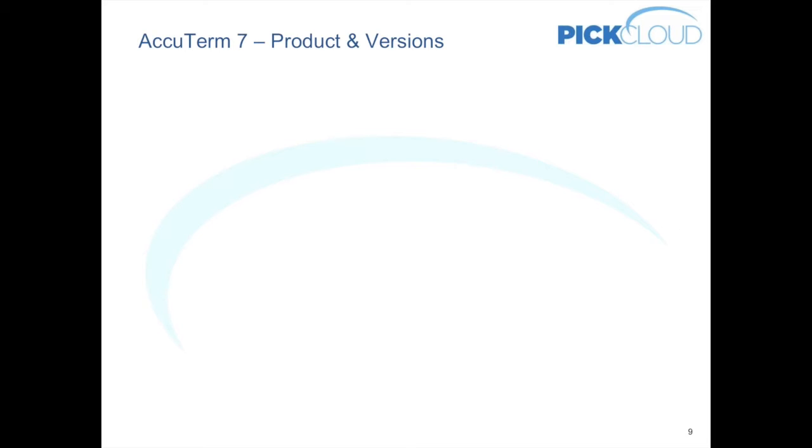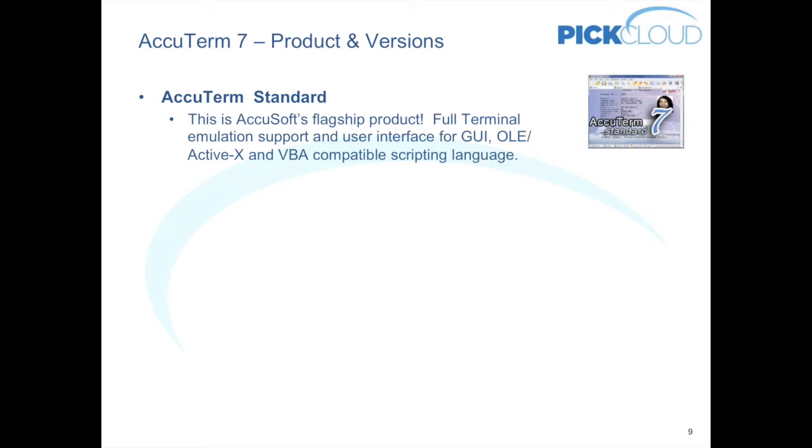Now, AccuTerm comes in several different flavors. Of course, the flagship product, here it is, AccuTerm 7. This is the favorite one that's out there that gives you the full emulation. Of course, all of them have the full emulation, but this gives you a lot of the GUI tools that are built in, along with the VBA scripting language that's there.